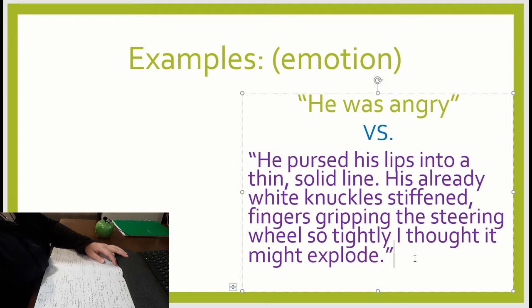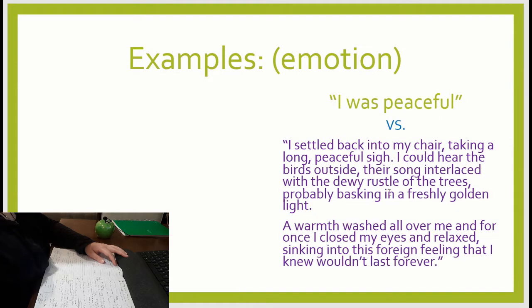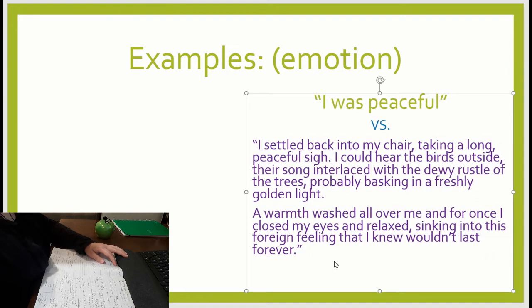The next emotion, I'm just going to do one more, and this is a nicer emotion, is peacefulness. Instead of just saying I was peaceful, this is a little bit longer. Here's my example. I settled back into my chair, taking a long, peaceful sigh. It's okay to use the actual word, as long as you back it up. I could hear the birds outside, their song interlaced with the dewy rustle of the trees, probably basking in a freshly golden light. A warmth washed all over me, and for once I closed my eyes and relaxed, sinking into this foreign feeling that I knew wouldn't last forever.